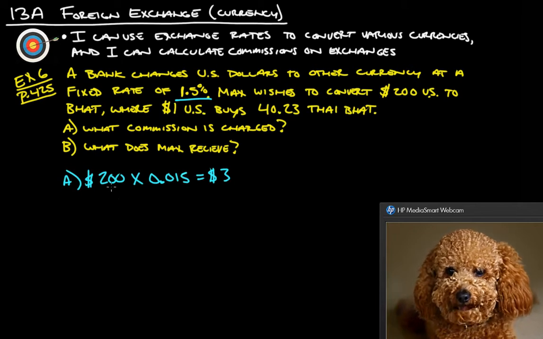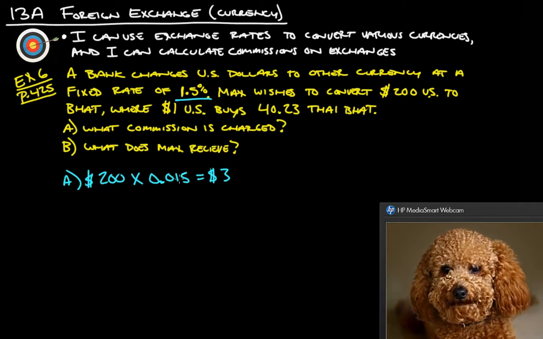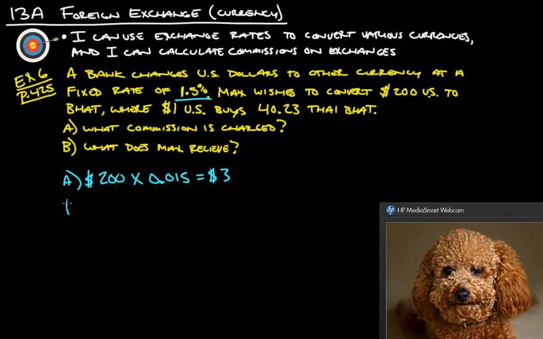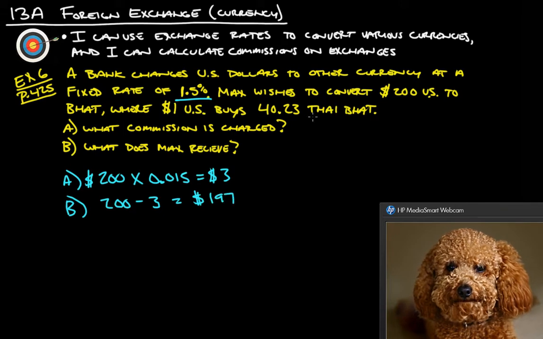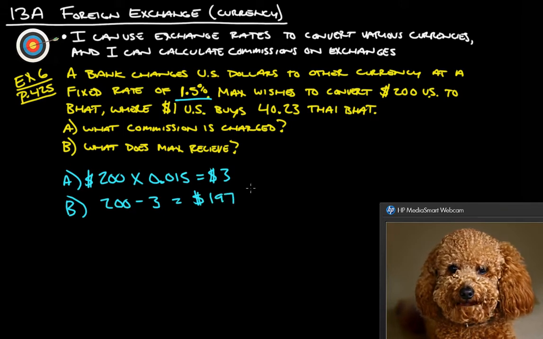So Max no longer is actually converting $200. He's now converting, for part B, we're taking the $200 and subtracting the $3 commission. So he's really only converting $197. Okay, and now we're back to just the conversions that we were doing here. So 197, 1 US buys 40.23 Thai baht.